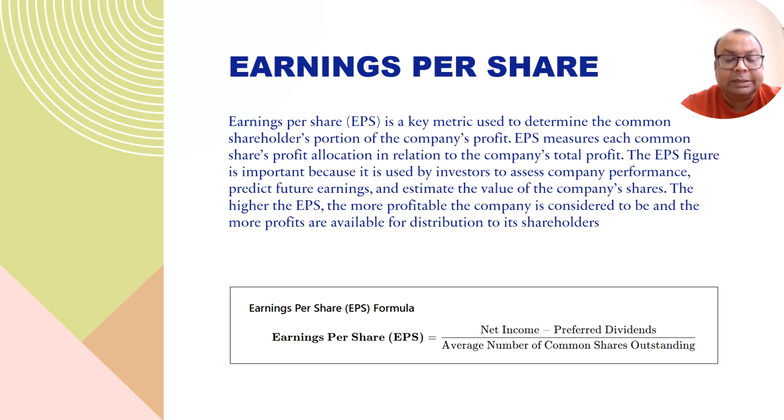A higher EPS means the company is more profitable and has more profit available to share with its shareholders, whereas a lower EPS indicates less profit per share, which may suggest lower profitability or higher costs. Investors often compare EPS over time or with other companies to assess financial performance and growth potential.